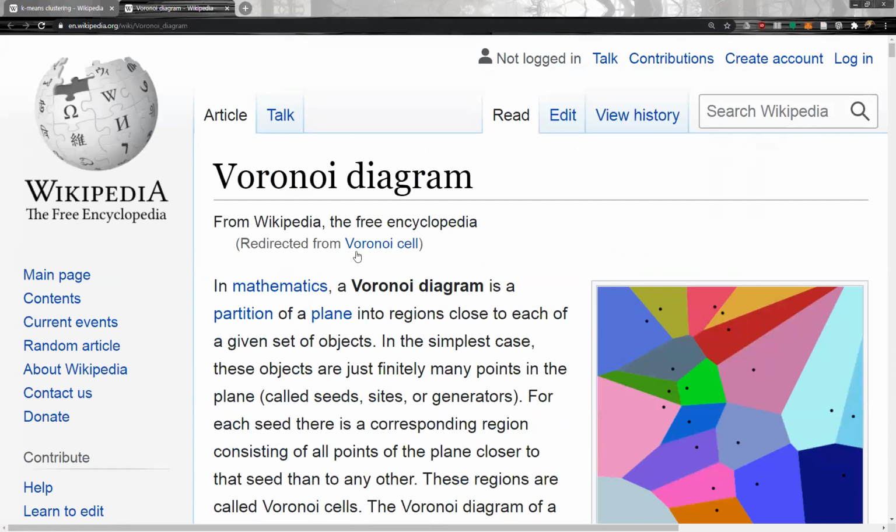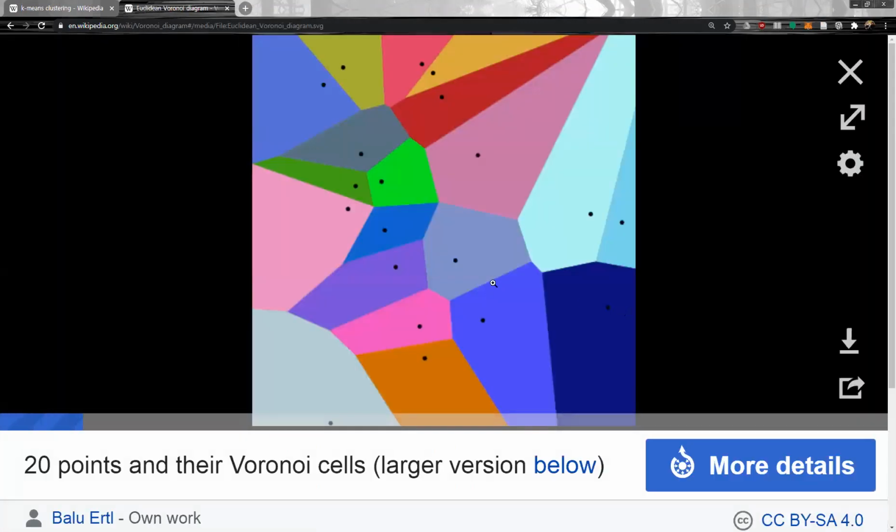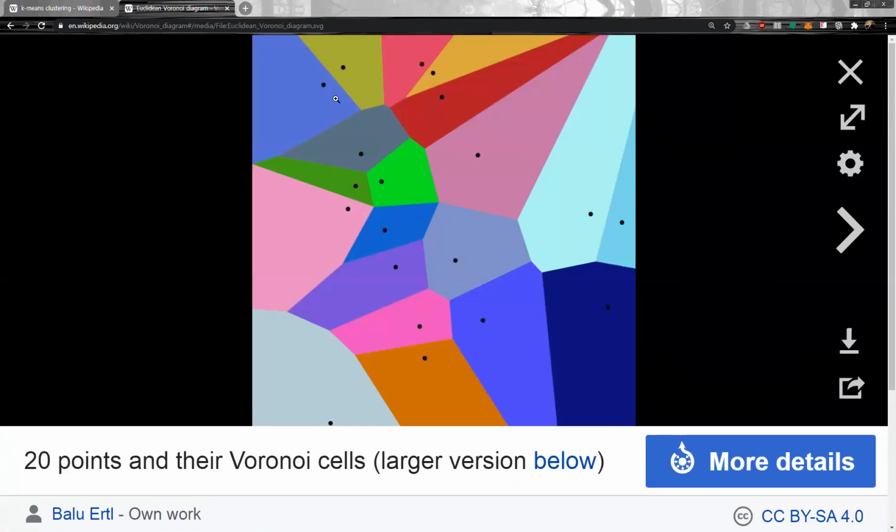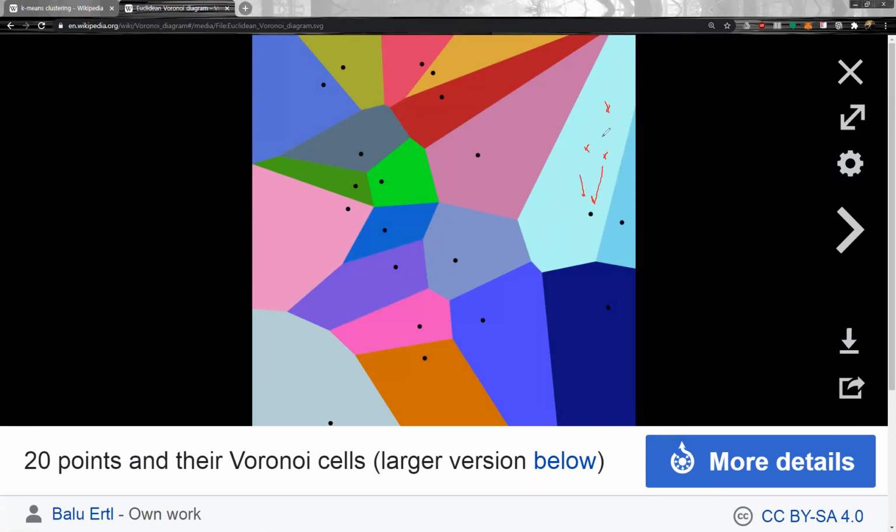So Voronoi cells, I think this is a wonderful figure over here. Okay, so we have seeds, the black circles, and we are partitioning this plane into several segments, the blue segment, green, pink segment, sky blue, and blue. And then each point, for example, every point over here is nearest to this one, compared to this one.